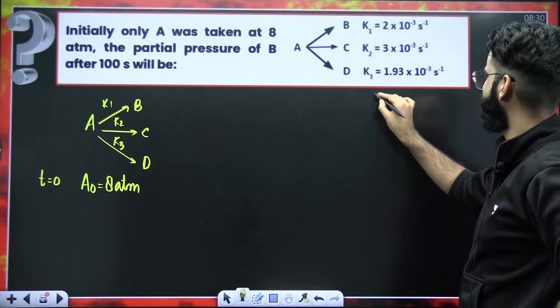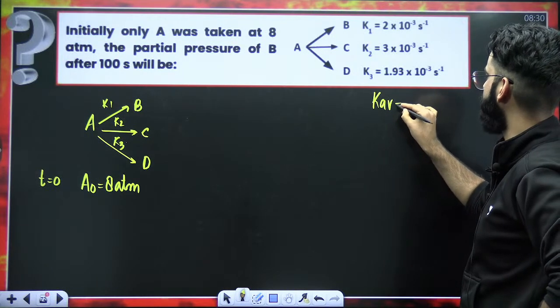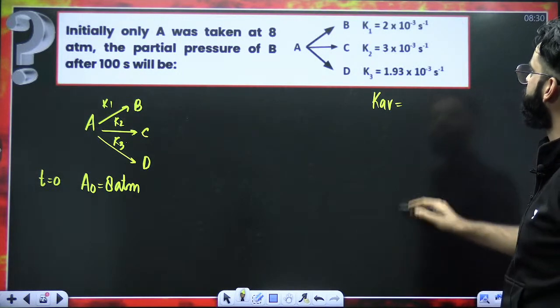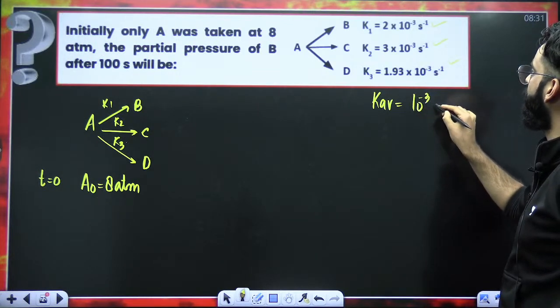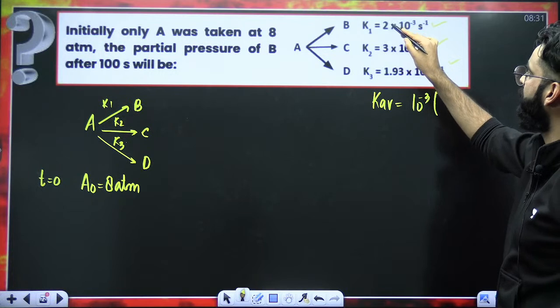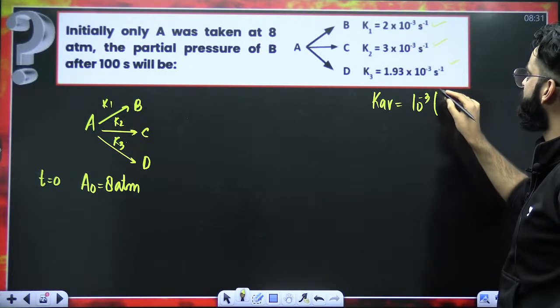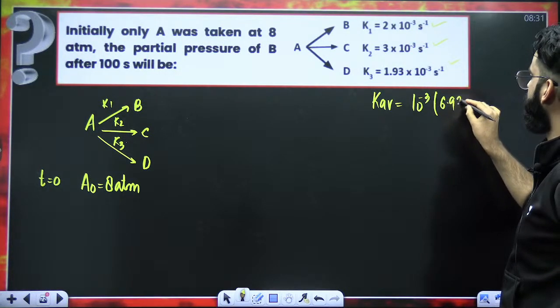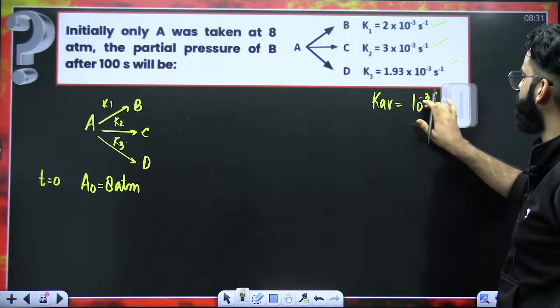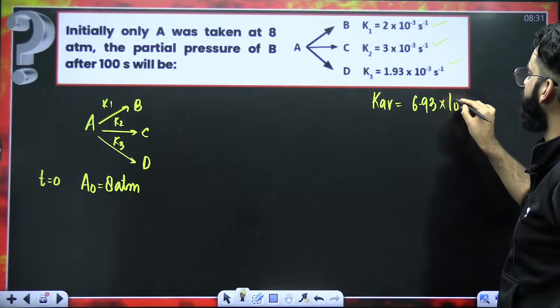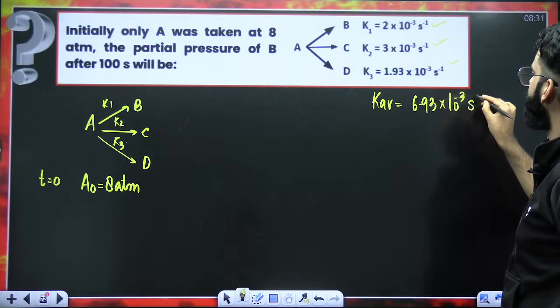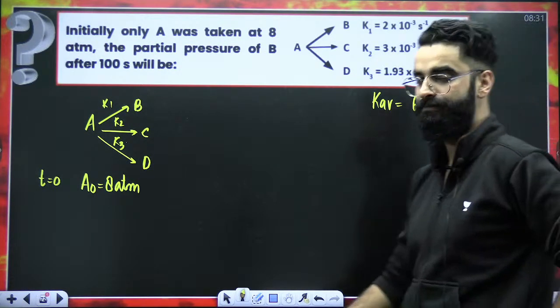Let's say I'm calculating the average rate constant. What will be the average rate constant? This plus this plus this. If I take 10 raised to the power minus 3 common, it'll be 2 plus 3 is 5, and 5 plus 1.93 is 6.93. So the average rate constant is 6.93 into 10 raised to the power minus 3. Right? This is the average rate constant.